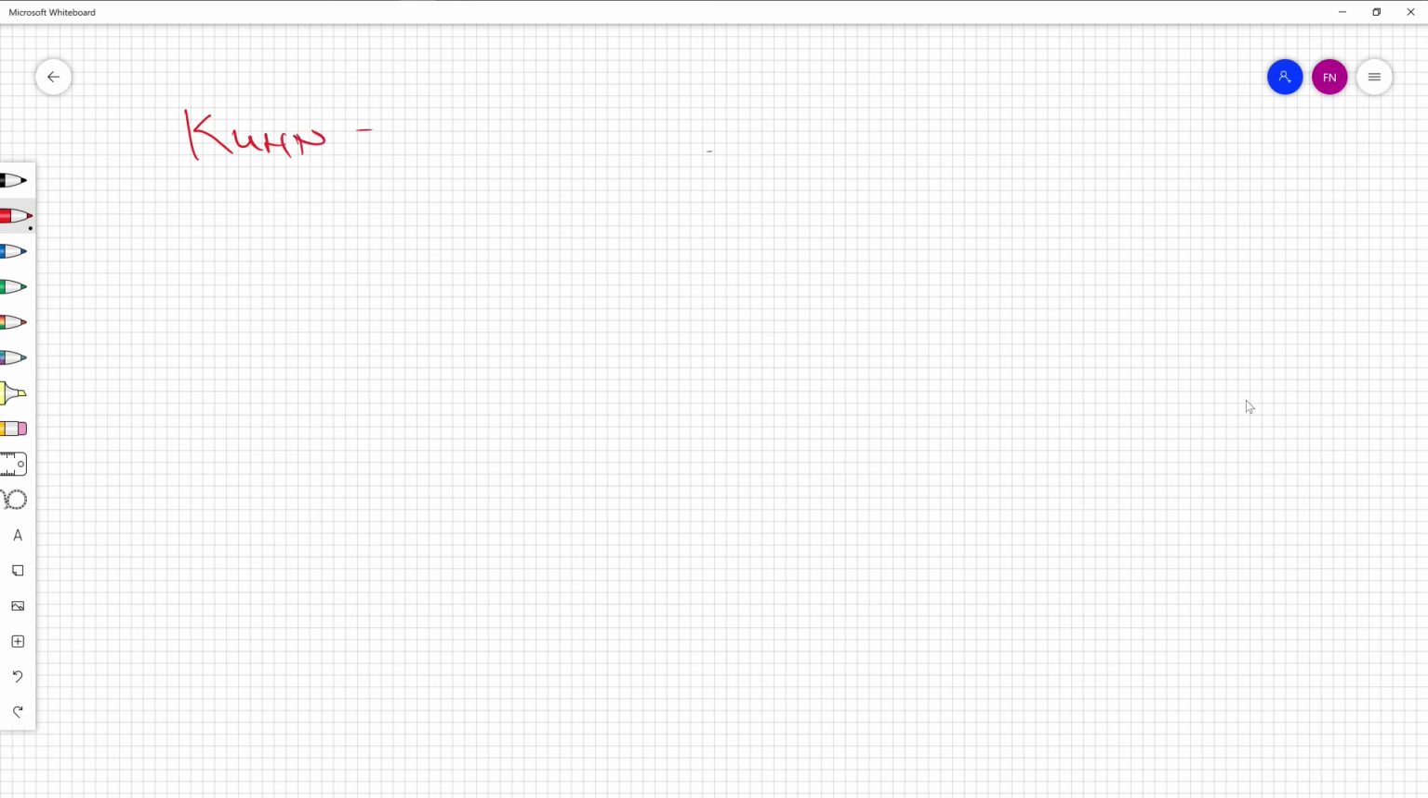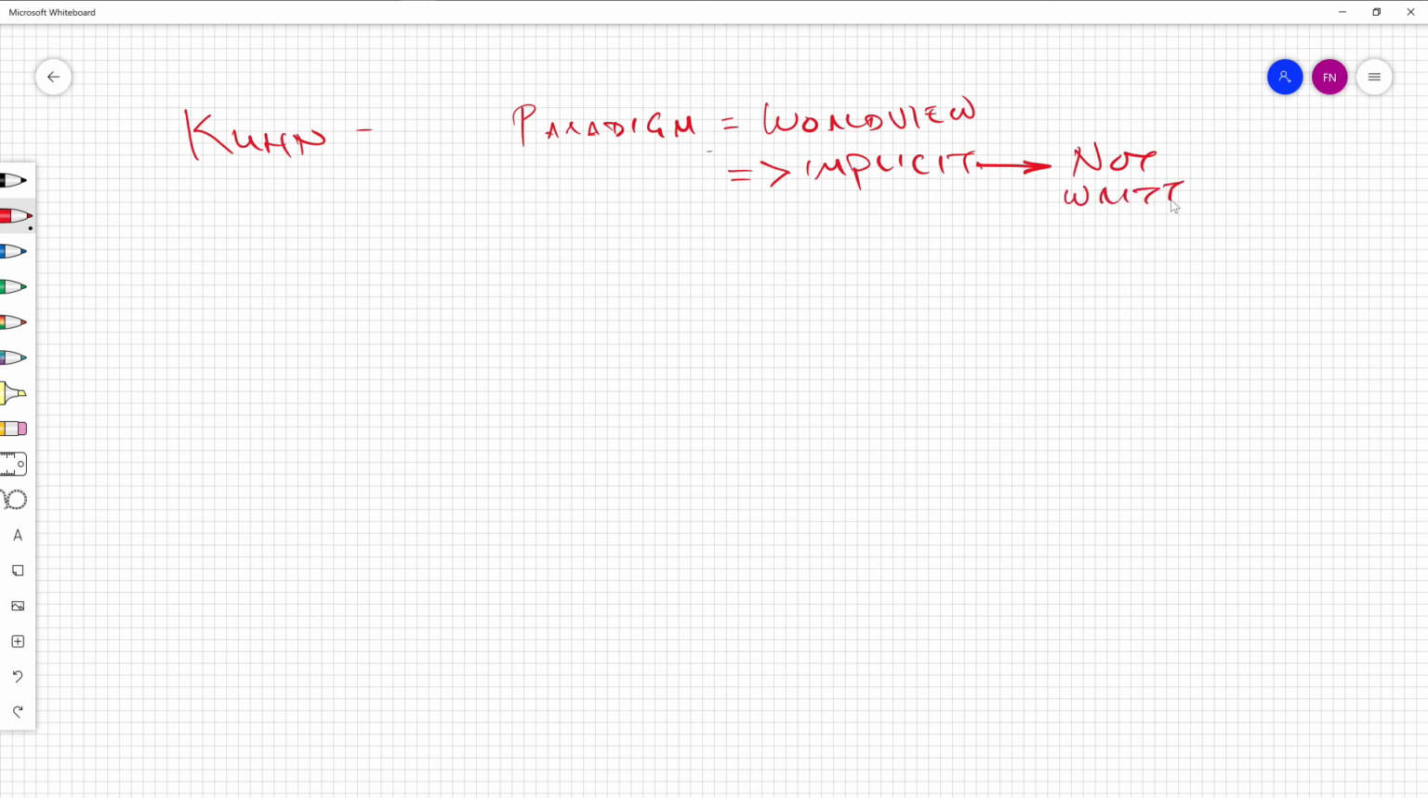But I'd like to shift at this point to a conversation about Thomas Kuhn and the book, The Structure of Scientific Revolutions. Kuhn's logic is very simple. A paradigm is a worldview. Oftentimes, that paradigm is implicit, which is to say, not written down, not in any way articulated, but it is taught, inculcated, inbred, woven into the structure of a given society.